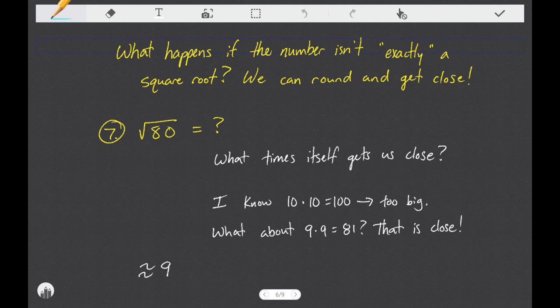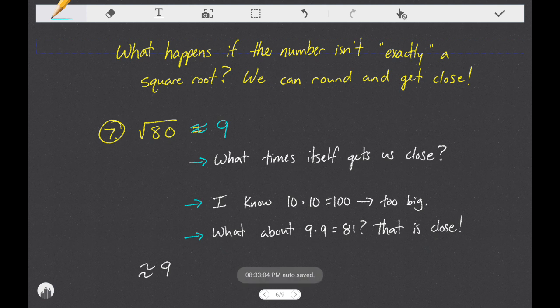For example, if I had the square root of 80, what times itself gets us really close? This is a question you just simply have to ask yourself. What times itself gets me really close to that? When you start thinking to yourself, well, I know that 10 times 10 is 100. That's a little too big. What about if I were to try 9 times 9? That would get me 81, and that is close. So all we have to say is it is about 9. We just estimated that because we know 9 times 9 is 81.